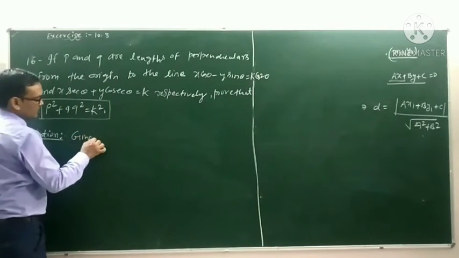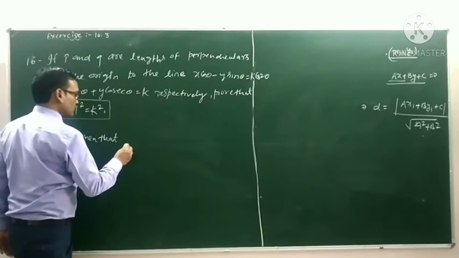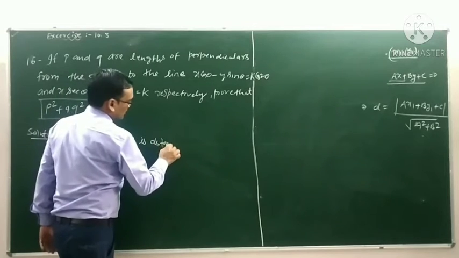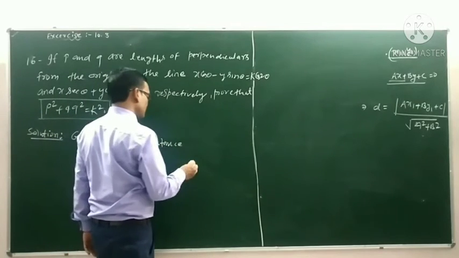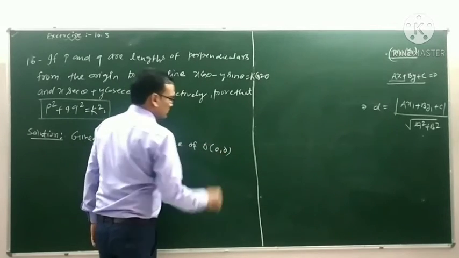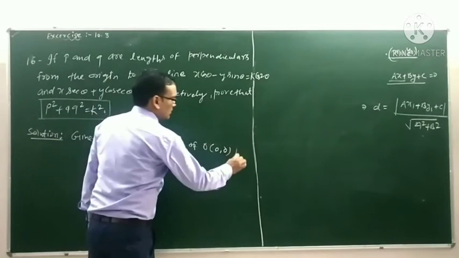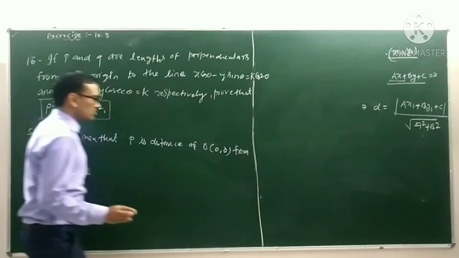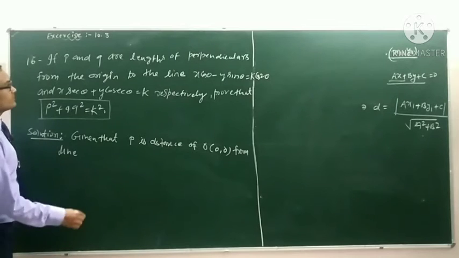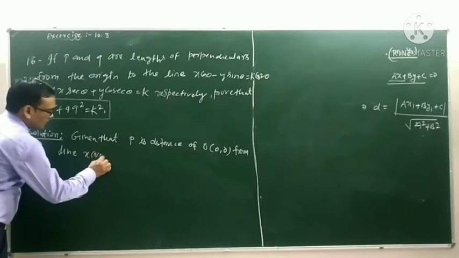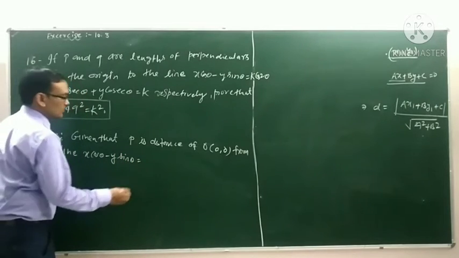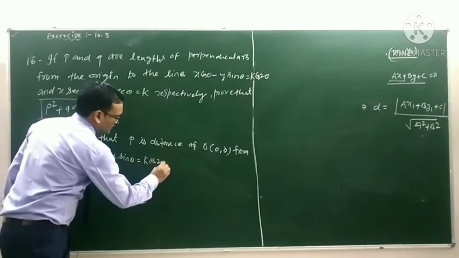Given that p is the distance of (0, 0) from the line x cos theta minus y sin theta equal to k cos 2 theta.